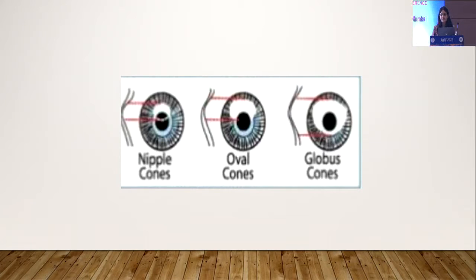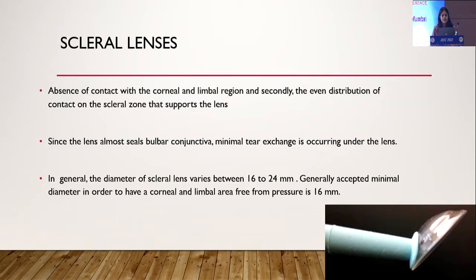So based on the different presence of cones in the patient, the contact lens fitting has to be customized for that patient depending on the position of the cone, and the parameters of the lens are to be decided based on this. As we said, the scleral lenses, they are vaulting over the cornea, there's no contact, and therefore it is a much safer option and much comfortable to the patient, those who are not tolerating RGP lenses. And because the lens seals the bulbar conjunctiva, there is minimal tear exchange occurring under the lens, and therefore the patient may need to replace the solution that is inside the lens every 6 to 8 hours.